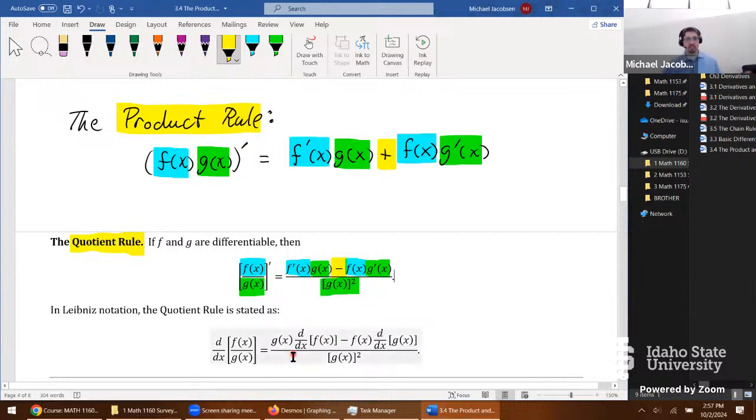In Leibniz notation, this is what it looks like. You're differentiating the function here, and you're differentiating a function here. So that's the f prime coming down to that location. And this is the g prime coming down to that location. Well, any questions about the format of the quotient rule so far?